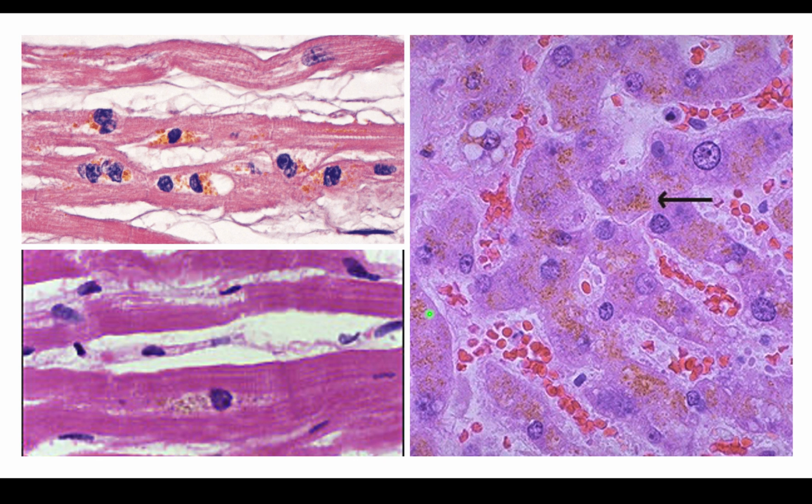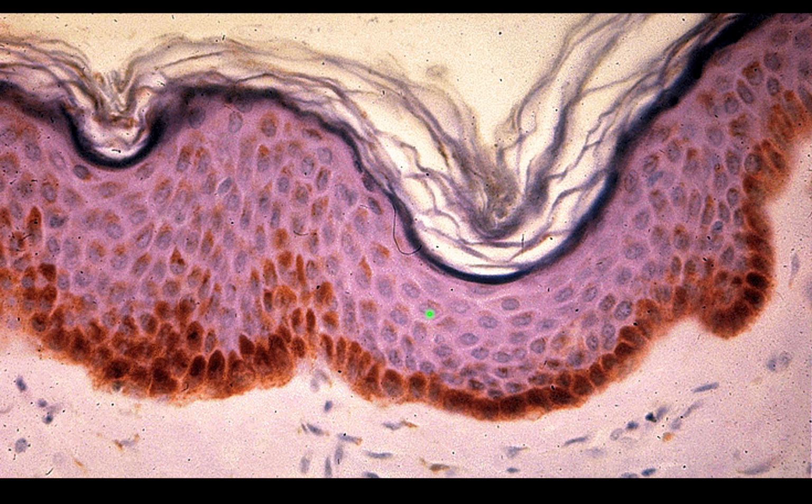Another type of endogenous pigment is melanin. We talked about melanin in histology. Remember, that's made by the melanocytes, which are located in the basal layer of the epidermis. Here is a really good example of the color of melanin, and notice that it is in that basal layer. So all of this is melanin pigment.